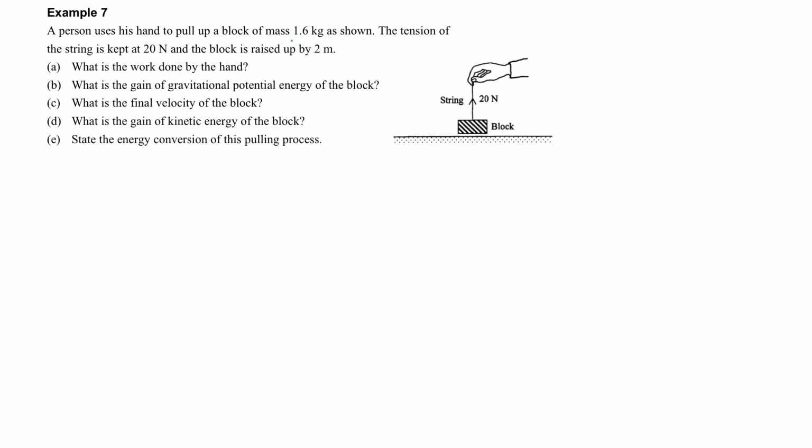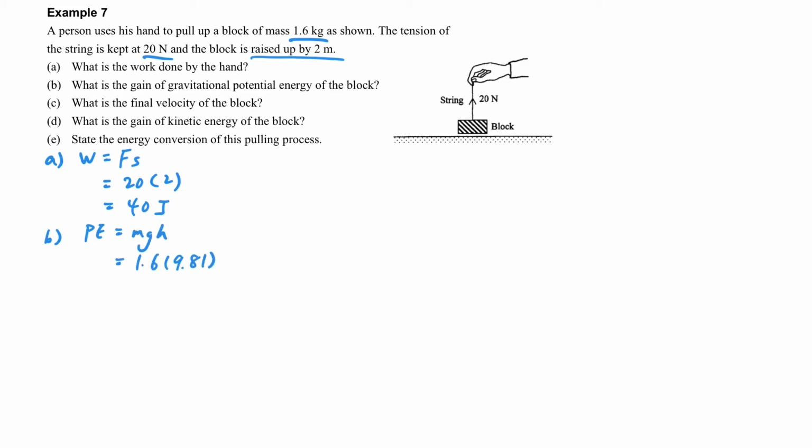In the last example, we see a person pull up a block with 20 newtons for 2 meters. What is the work done by the hand? We can use W equals Fs, the definition of work done, to find it directly. And the gain of gravitational potential energy is just PE equals mgh. So you can find the 2 energies.